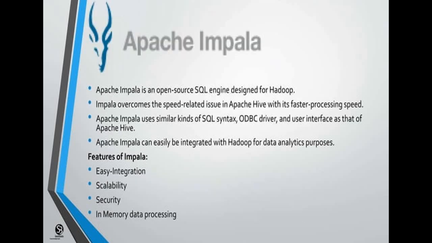Apache Impala. Apache Impala is an open source SQL engine designed for Hadoop. Impala overcomes the speed related issues in Apache Hive, with faster processing speed. Apache Impala uses similar SQL syntax, ODBC driver, and user interface as Apache Hive. Apache Impala can easily be integrated with Hadoop for data analytics purposes. Features of Impala are easy integration, scalability, security, and in-memory data processing.